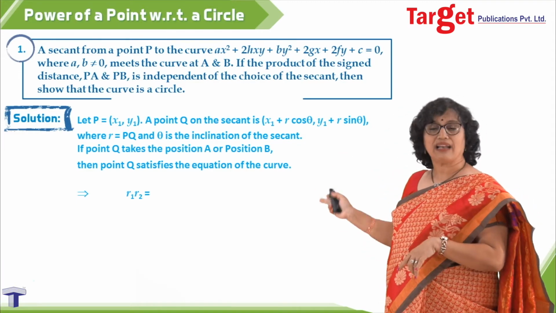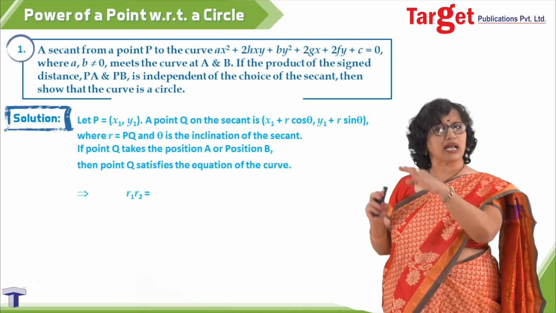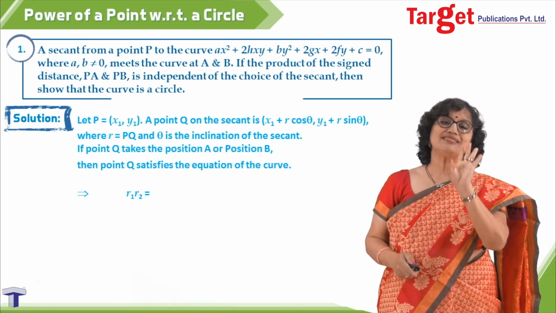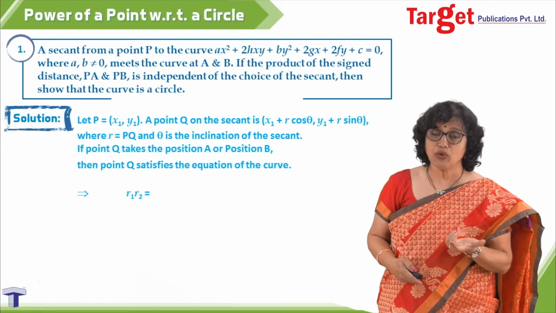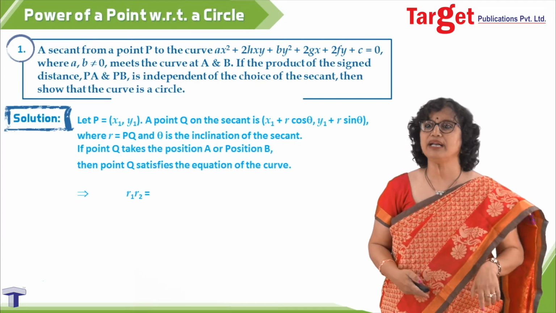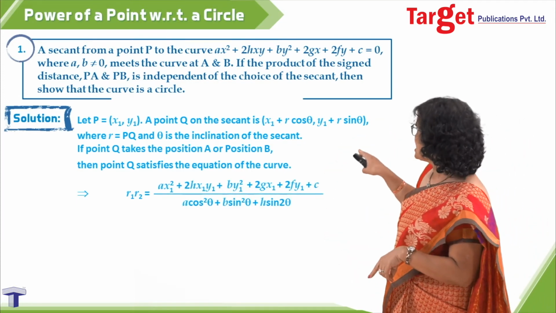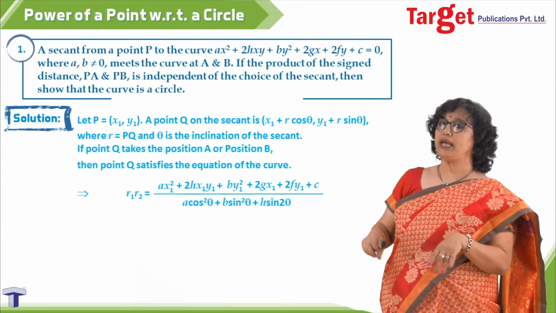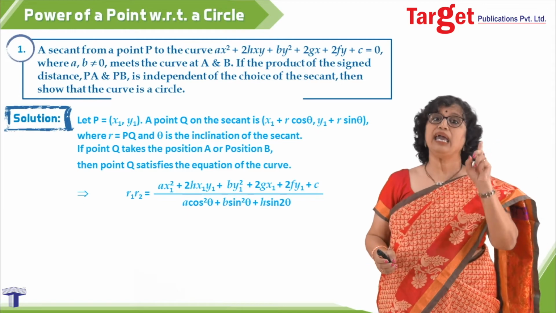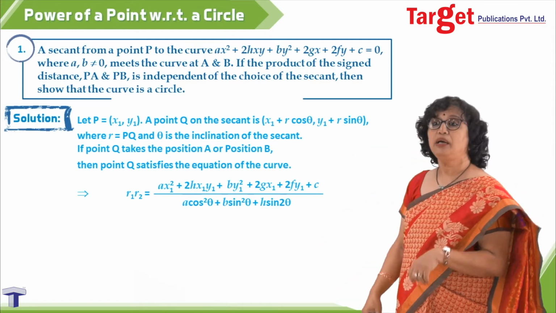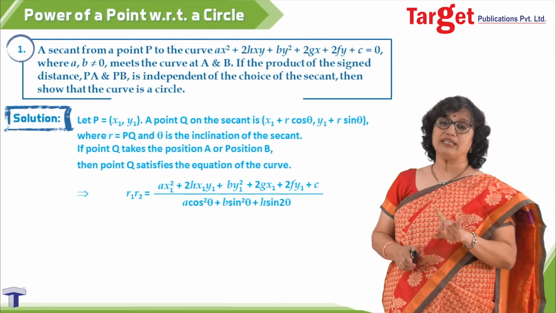What I do here directly, since I know the equation is going to be a quadratic equation in r, I'm not showing that working part here. I'm straight away writing the expression for r1 r2, that product. You know how to write the product of the roots, correct? Same thing I'm writing here. That is ax1 square plus 2hx1 y1 plus by1 square plus 2gx1 plus 2fy1 plus c, whole divided by a cos square theta plus b sin square theta plus h sin 2 theta, right? Now this is r1 r2.